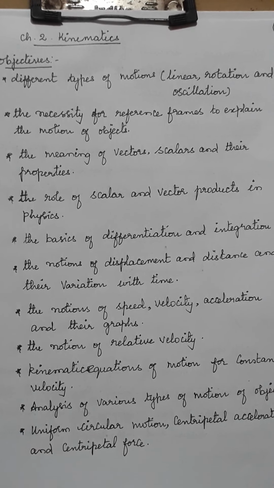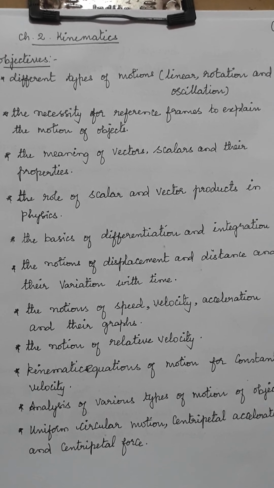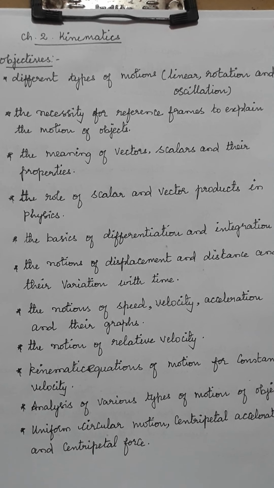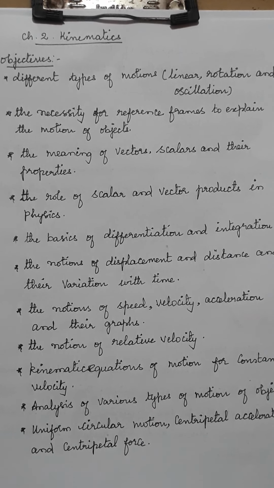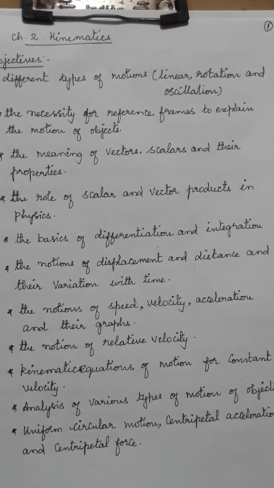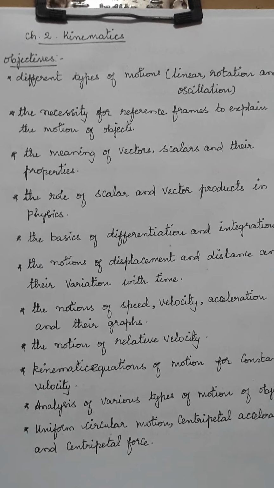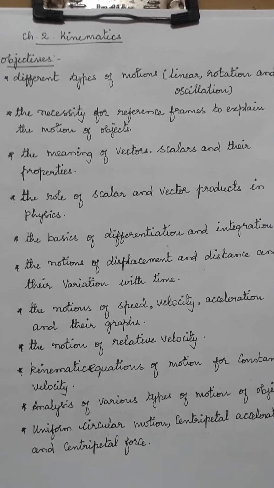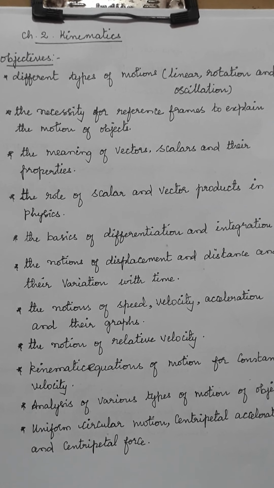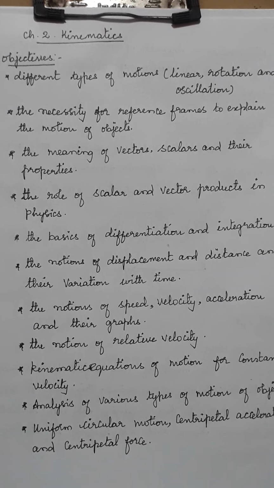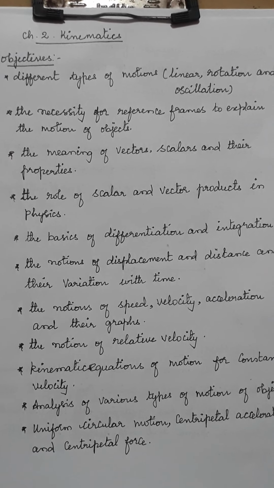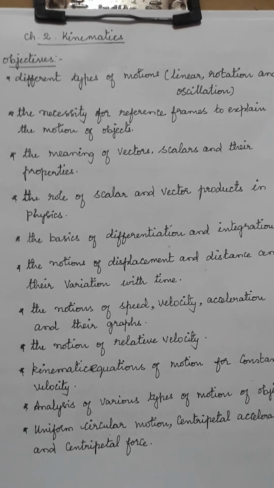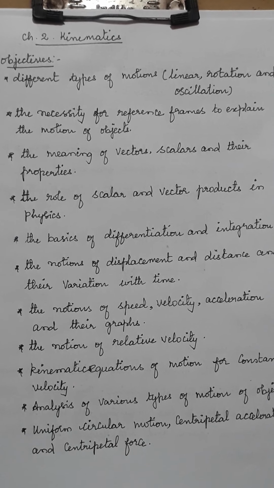First one will be types of motions that you study, which is all types of motion: linear, rotation and oscillatory motions. Then is something called frame of reference. Why it is needed, what is the necessity to have that reference frame to explain an object which is moving. Then some basic concepts about vectors, scalars and their properties. Certain quantities are called vectors and certain things are called scalars. What is the meaning of it, that you will study.